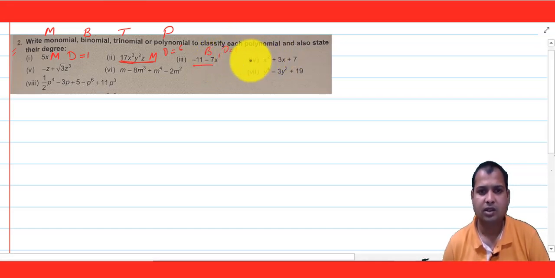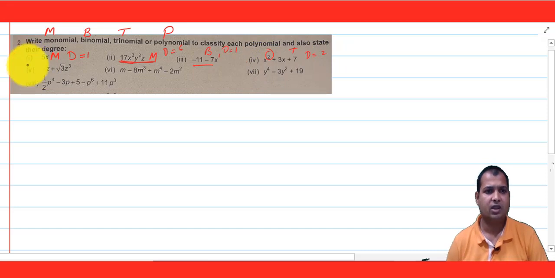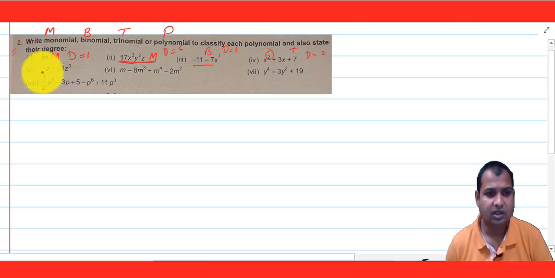Here you can see this is a polynomial of 3 terms, so it is trinomial. And here this is a polynomial in 1 variable, so we have to see the highest power, so degree will be 2. Now see over here, there are 2 terms, so this is binomial and it's a polynomial in 1 variable, so the highest power is 3, so degree will be 3.